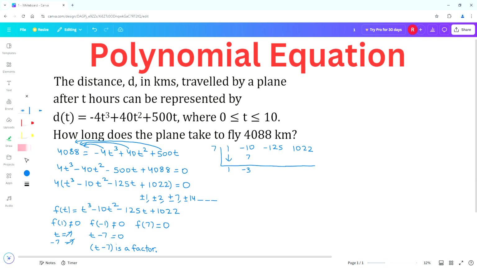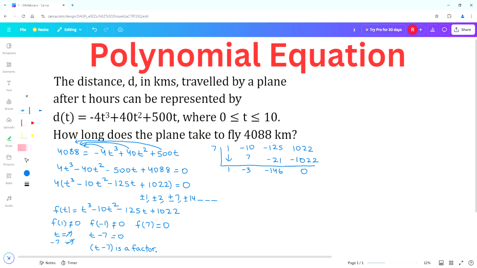7 times negative 3 is negative 21. Negative 125 plus negative 21 is equal to negative 146. 7 times negative 146 is equal to negative 1022. 1022 plus negative 1022 is equal to 0. This last number represents the remainder for the polynomial division. We got a 0 that proves that t minus 7 is a factor of the cubic polynomial in the parentheses.